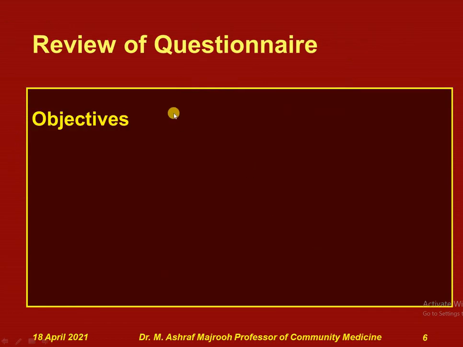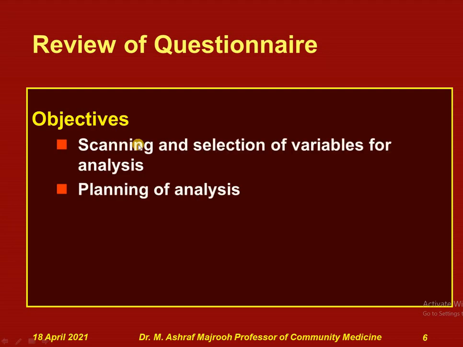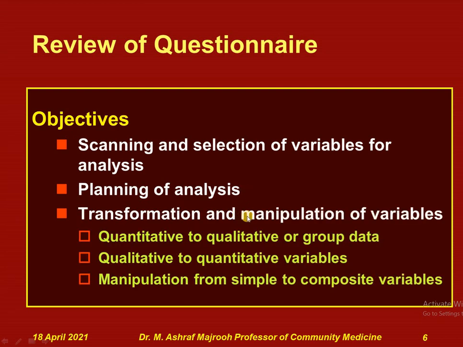If we review the questionnaire, the objectives of review or scrutiny of the questionnaire include scanning and selection of variables for analysis, then planning of analysis, then transformation and manipulation of variables after the data entry. These include quantitative variables to qualitative or group data, qualitative to quantitative variables, and manipulation from simple to composite variables. We will see the details of these steps.